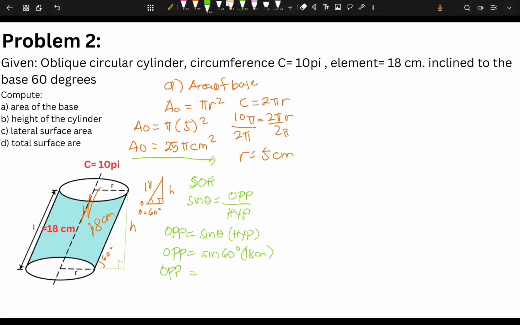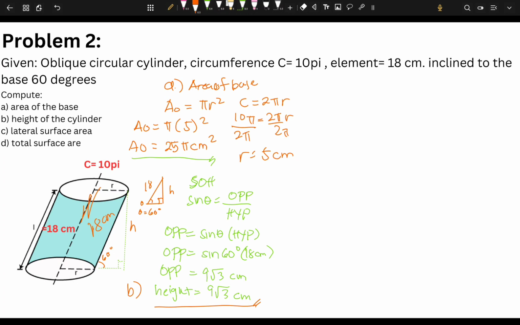So, get our calculator. That is sine 60 times 18, that is equal to 9 square root of 3. Our unit is centimeter squared. This will be our height. So, our height is equal to 9 square root of 3 centimeters. So, there, we now have another given height. Next, this is B.